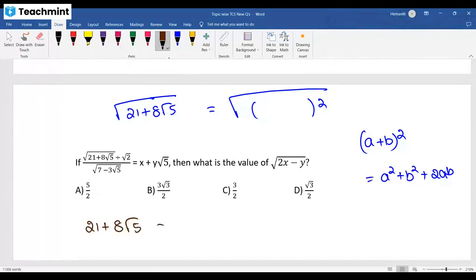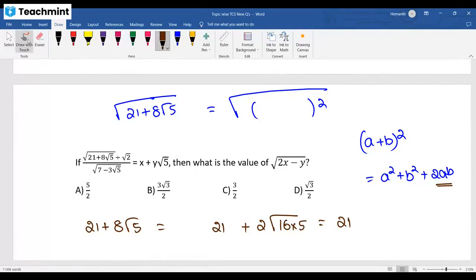So 21 plus 8 root 5. I want 2ab, so this 8, put 2, and send the remaining 4 inside, means 16 into 5. 4 will go inside, means it will become 16. Why are you sending the remaining, sir? I want the 2ab format. Then root 80 should be split in such a way that this is 16 plus 5, right? 16 plus 5 is 21. 16 into 5 is 80.